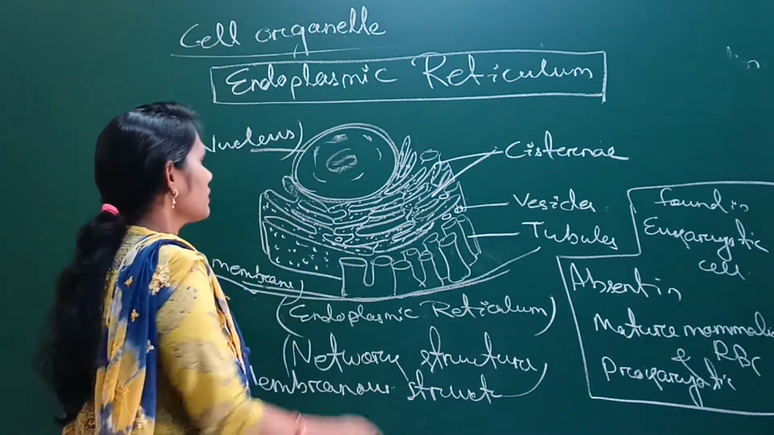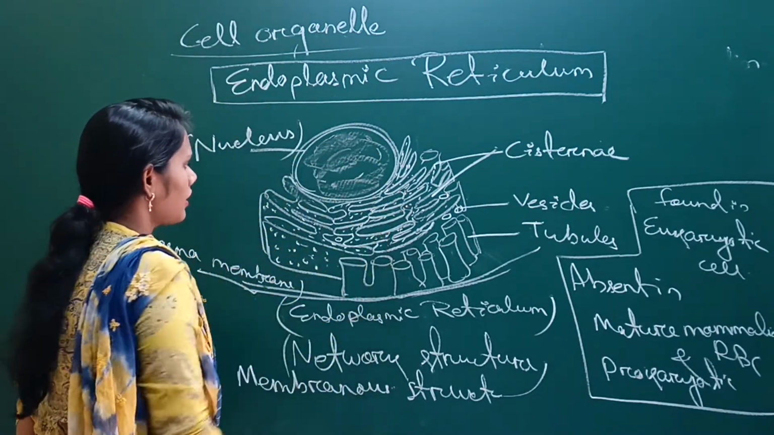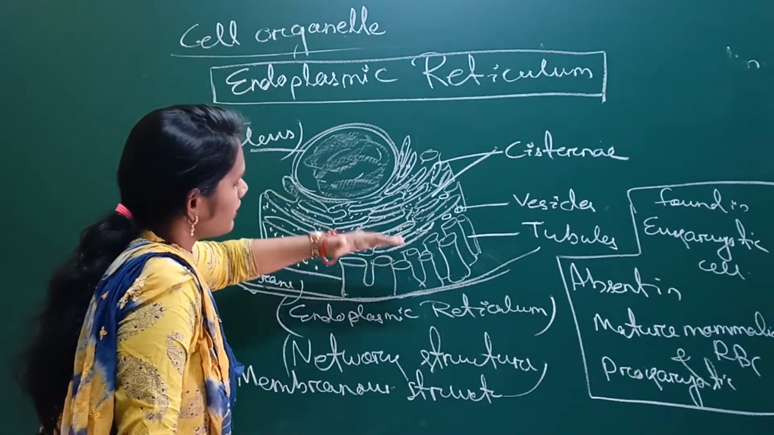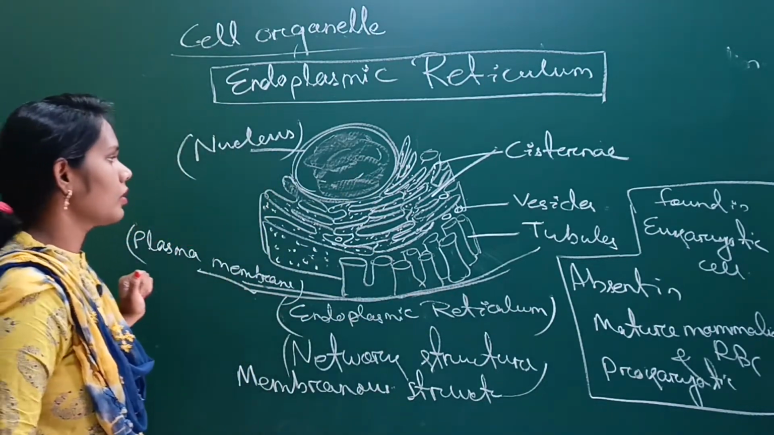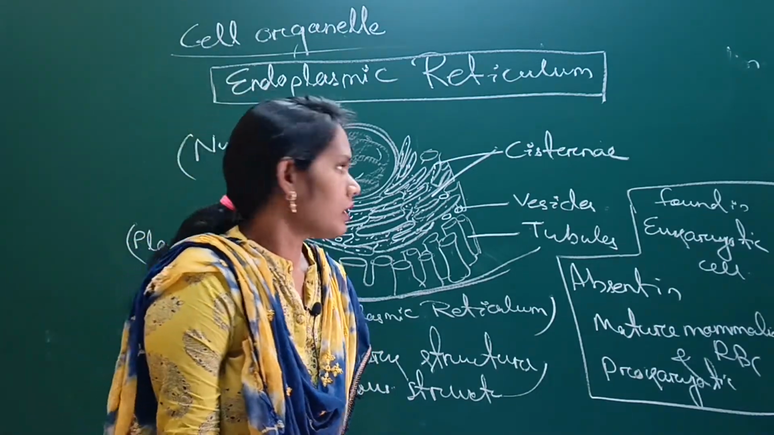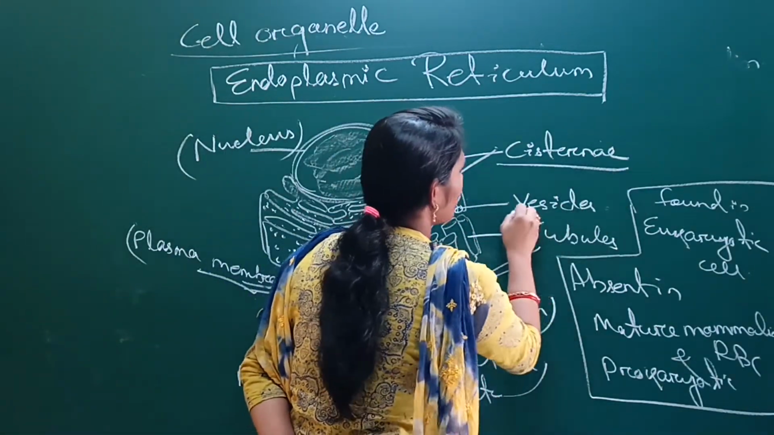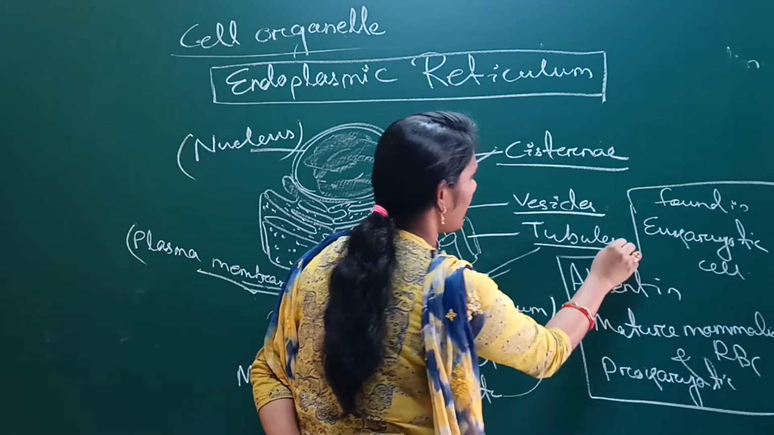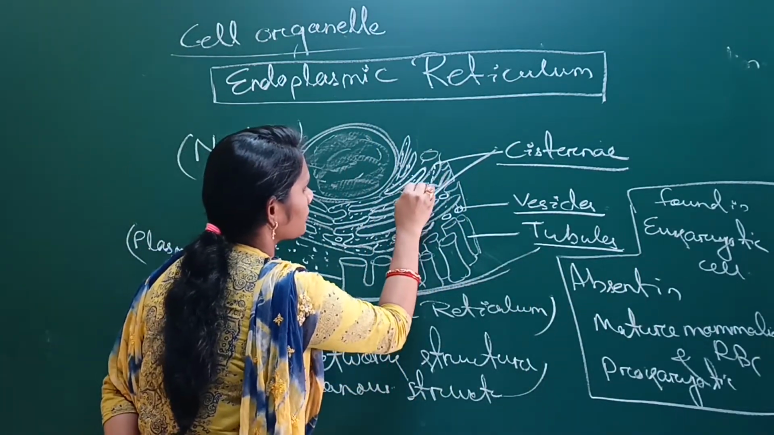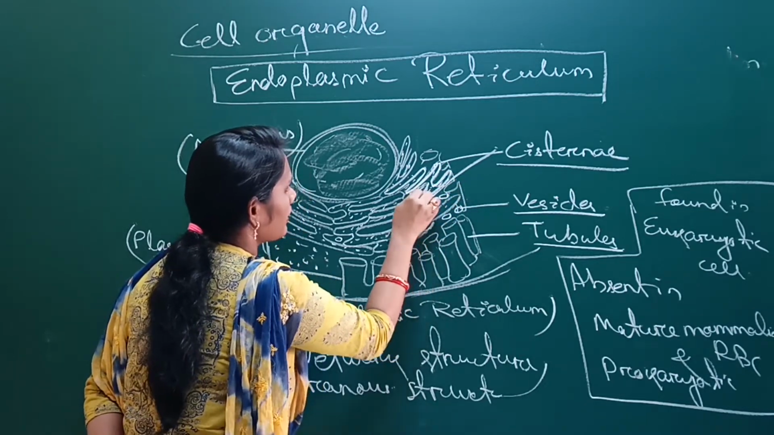So in this structure, this is the nucleus. We can see it is a network-like structure, and it is attached to the nuclear membrane and can extend up to the plasma membrane. Okay, so it occupies almost all parts of the cytoplasmic matrix. So in this structure there are three structures: cisternae, vesicles, and tubules. Okay, so these are the cisternae-like structures.